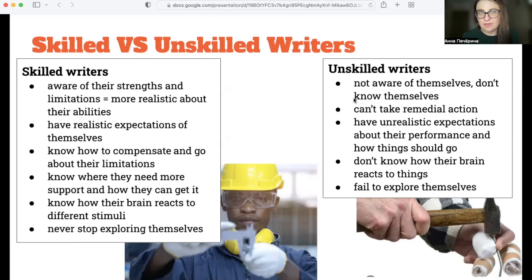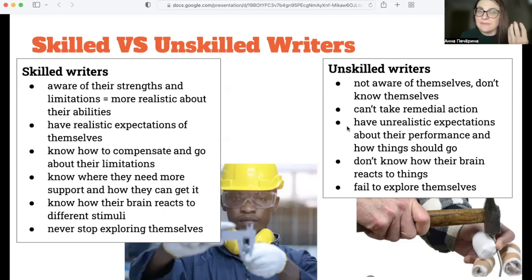Just do, don't think. It's a road to nowhere. Students have to learn to understand what they're doing and why they're doing it, and themselves as learners, themselves as human beings, right? And since they're not aware of themselves, their strengths, their weaknesses, their limitations, they can't take remedial action whenever it's required. Whenever a problem arises, they can't do anything about it because they can't recognize the problem. They can't recognize where they have problems. Yeah. Okay. So unskilled writers are just blissfully ignorant about themselves as learners.